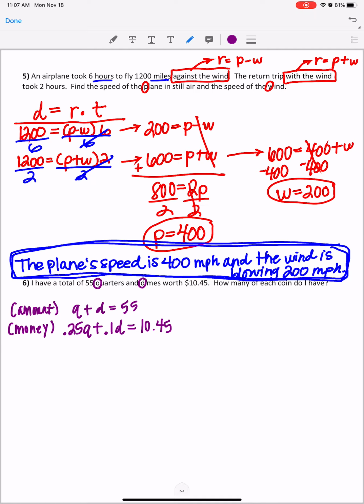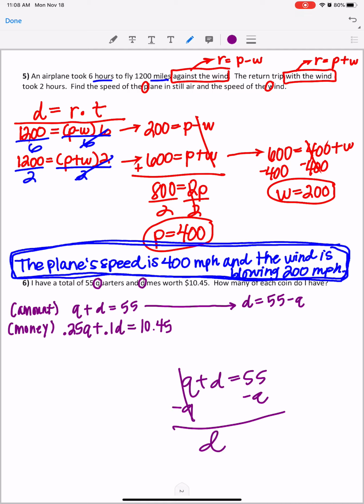So you can solve by the addition method again, which is what we did right here. Because not everybody likes that way, I'm going to solve this one by substitution. So here, if I was to solve for, let's say, dimes, we would have D equals 55 minus Q. Right? If you have Q plus D equals 55, you're subtracting Q over. You can't combine these, so we're just going to make that 55 minus Q.